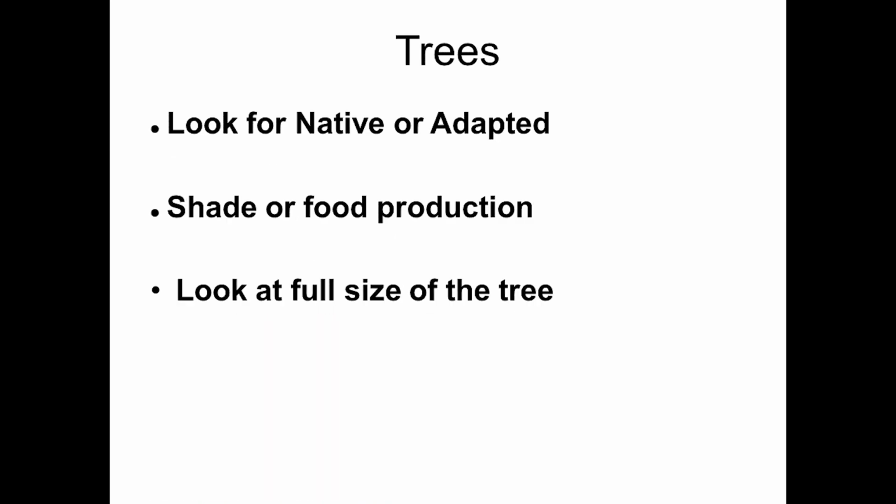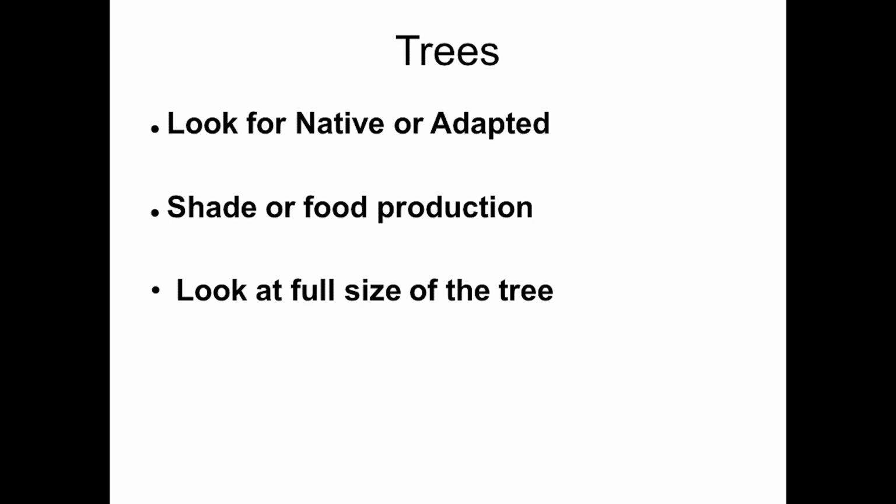Okay, trees. Trees are some of the most useful pieces of landscaping you can have in your yard. They can add value to your house and add shade, so if the tree is placed right, you don't have to air condition your house quite as much because you can shade it off. So it's very useful. When we're looking at trees, we want something that's either a native tree for our area or something that's adapted to our area.